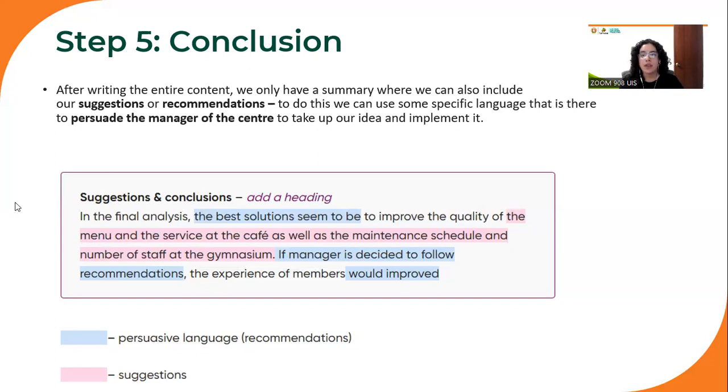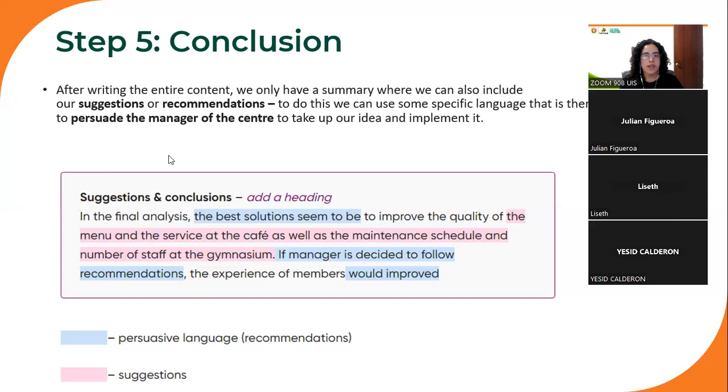Okay, let's see. In the conclusion, we have: the best solution seems to be to improve the quality of the menu. Those are our suggestions. And the service at the cafe, as well as the schedule and the number of staff at the gym. If the manager is decided to follow the recommendation, the experience of the members would improve. So let's underline here. The persuasive language is the best solution seems to be, or if the manager is decided to follow the recommendations, this would improve the experience of members.